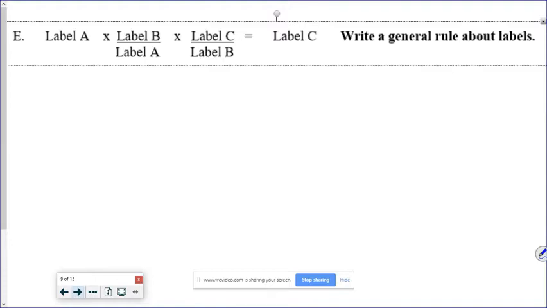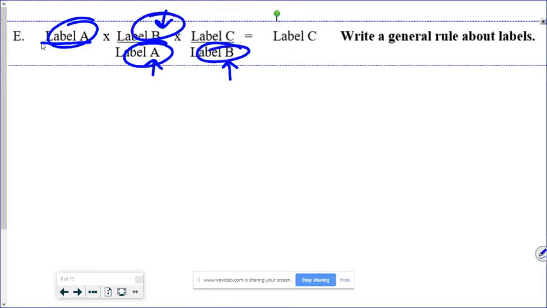If we look here, we have label A on top. Label A ends up being on the bottom. Label B is right there. So whatever's on top goes on the bottom of the next step. So what's the general rule? Well, I just said it. Whatever's on top of the previous step goes on the bottom of the next step. Top, bottom. Okay, all those labels cancel out, and at the end you're left with your label of C, which is your answer label.